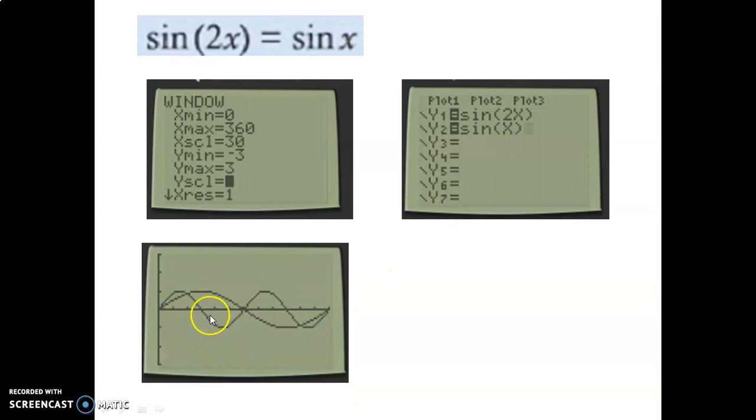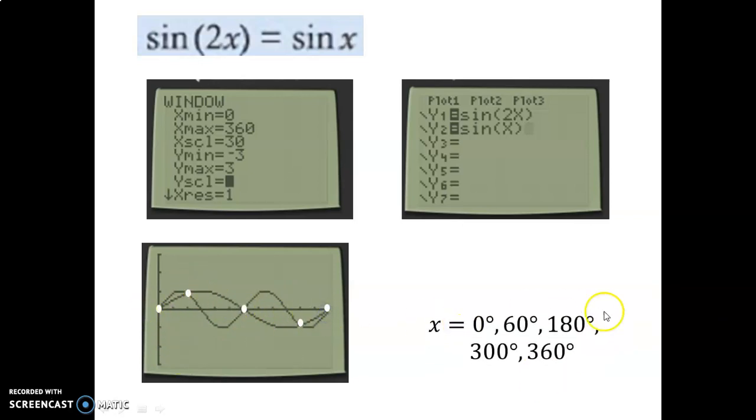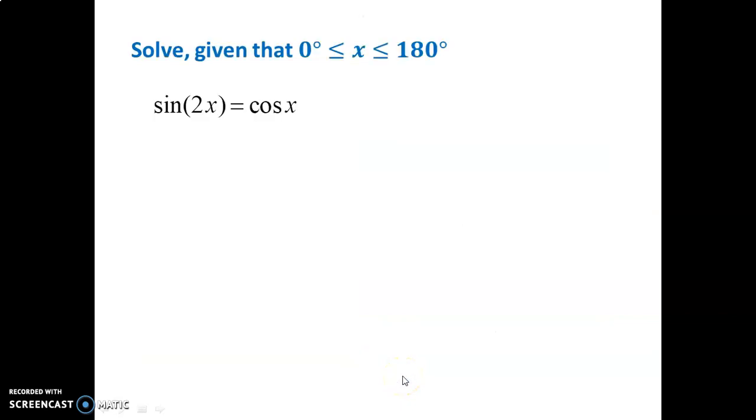You can see the normal sine wave, and you can see the one that's been compressed. So you can see the compression, and you can see all the points of intersection. There's 5 of them, and they match the 5 answers we got in the previous approach. If you do second calc, you will see the answers are the same. Great connections. All right, let's try this one. Try this one on your own, and then let's check the answer.